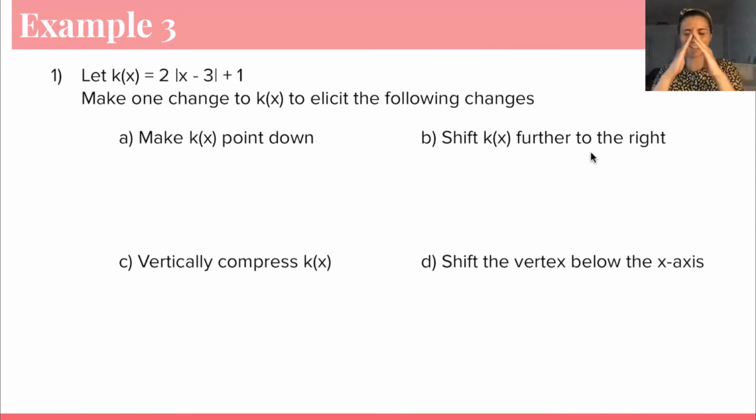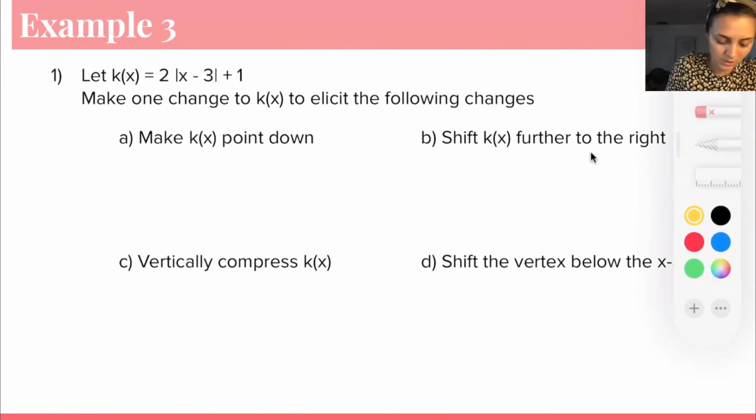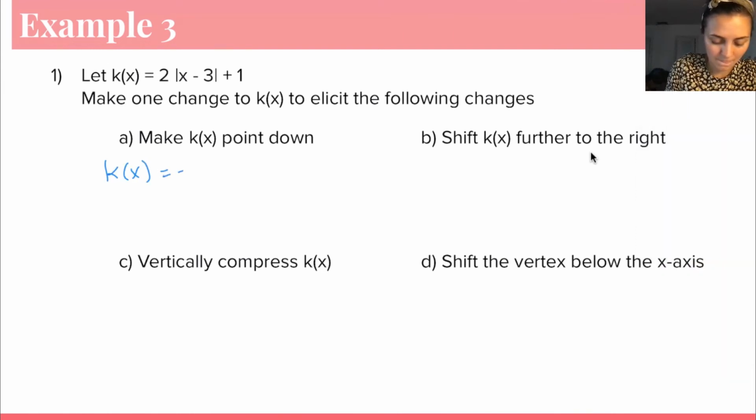Like that. So what kind of transformation makes graphs point down or reflects like that? That will be the a value. I need to make my a value negative. So one change I could make to k is just put the negative sign right out front like that. And then the graph will point down.